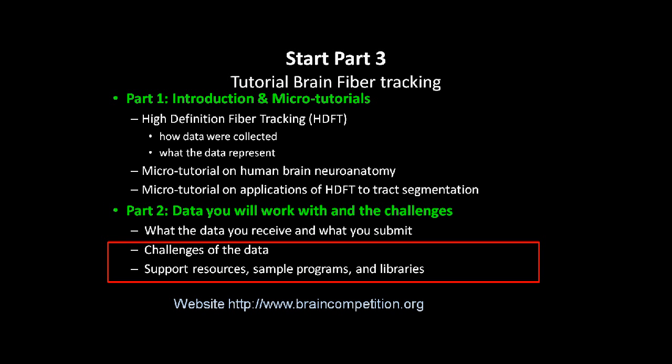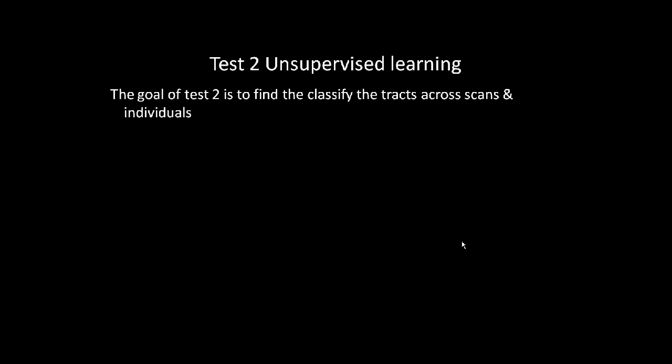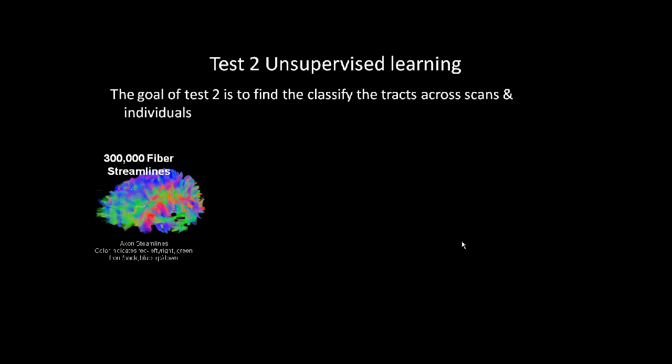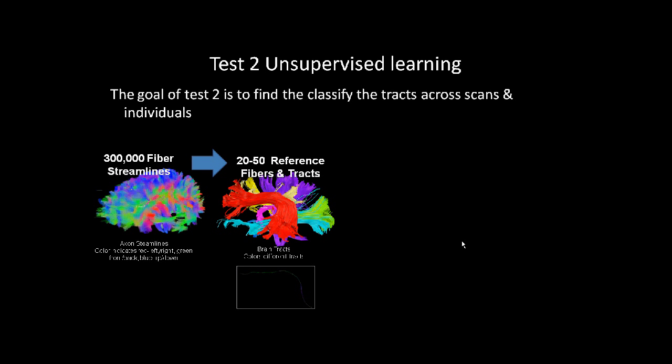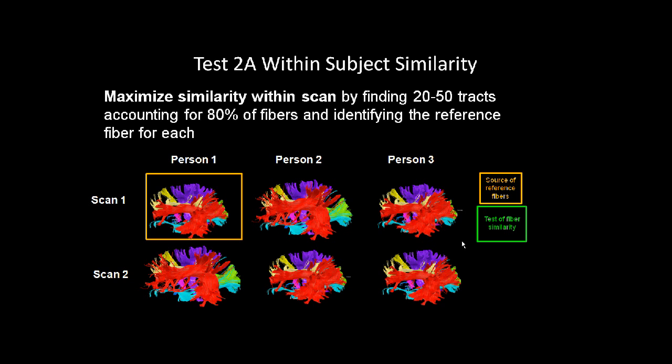This is the beginning of part 3, which will conclude this tutorial. The goal for test 2 is to find and classify the tracks across scans and individuals. So you can go again from 300,000 fiber tracks to the 20 to 50 reference tracks and fibers. For each fiber tract, you're going to identify a reference fiber that you're dealing with. And the goal here is to maximize the reference fiber similarity between scans and subjects.